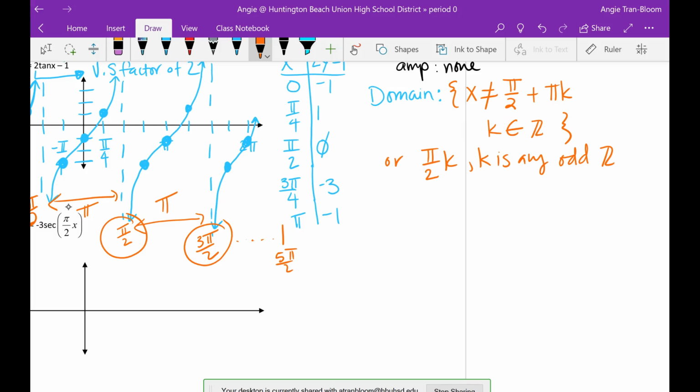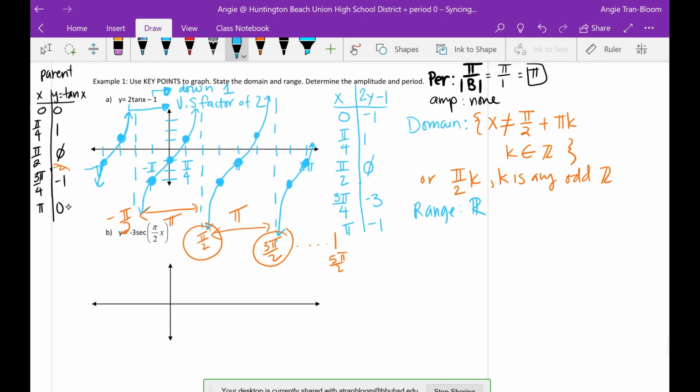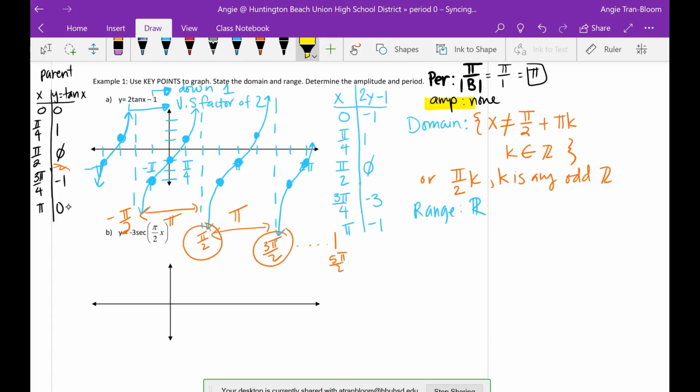All right, let's talk about the range. What is the range for this one, Vincent? You are right, it is. Okay, so let's see if we cover all of the answers. We used 5 key points. We stated the domain, we stated the range, we found the amplitude and the period. Okay, so keep in mind that the amplitude for tangent and cotangent will always be what? None. So that's a trick question, y'all. Okay, so if you see that, make sure we write none.